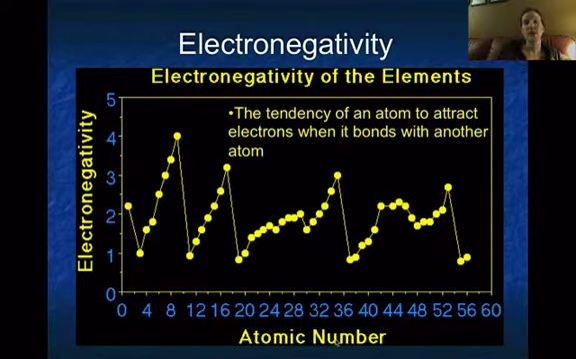So the trend is the exact same for electronegativity as it is for ionization energy. As you increase your atomic number across a period, you increase your electronegativity. If you look at all your alkali metals and all your halogens, your halogens are all your peaks and your alkali metals are all your lowest points. You can see the trend that as you increase your atomic number down a group, your electronegativity decreases.